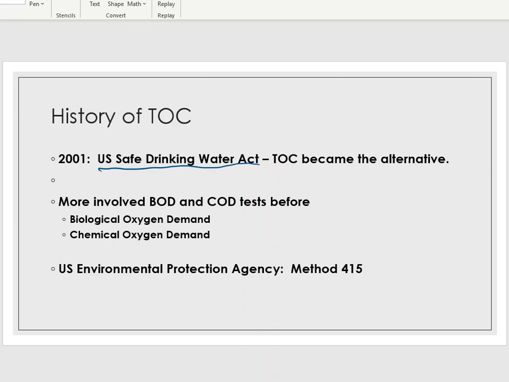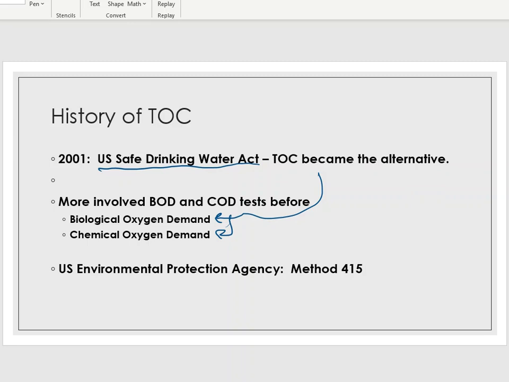During this time, we actually see the incorporation of a TOC instrument. The TOC instrument became an alternative to another type of test that was done in the laboratory at that time. And those tests were mainly what we called BODs and CODs. BOD stood for biological oxygen demand, and COD stood for chemical oxygen demand.